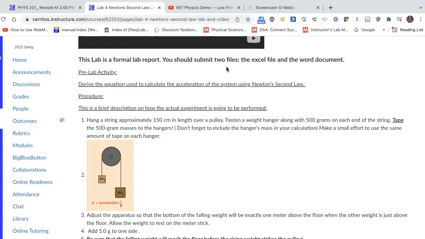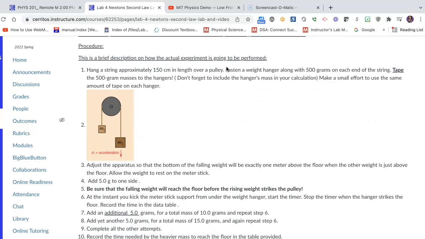When I have 500 here and 500 here, ideally, because I'm considering no friction, they are going to balance. Then they should be at the same level, and the system will not accelerate. I'm adding here a statement: don't forget to include the hanger's mass in your calculation. Also make a small effort to use the same amount of tape on each hanger to make them stable.